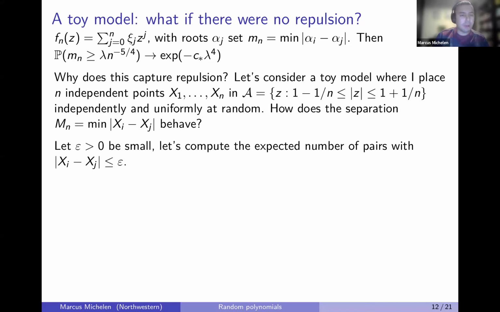So I'm going to let epsilon be small and compute the expected number of pairs less than epsilon. There are a whole bunch of ways you can do this for this toy problem. I'm going to do it in a way that'll translate nicely to what we want to do for roots.